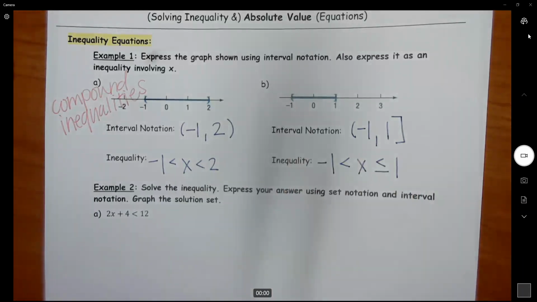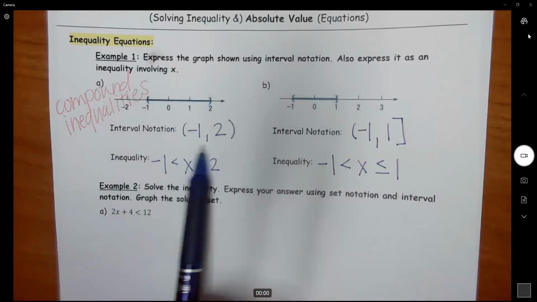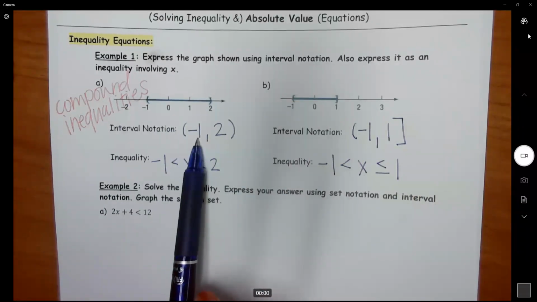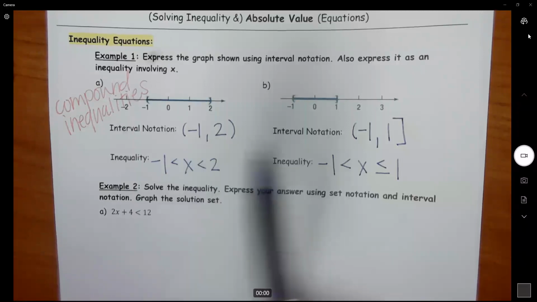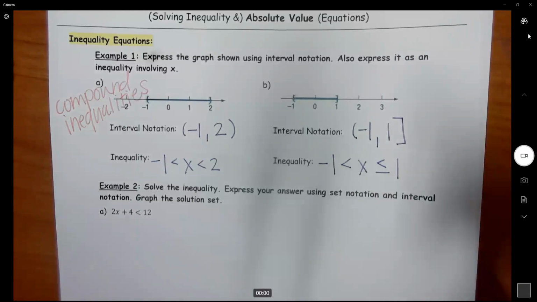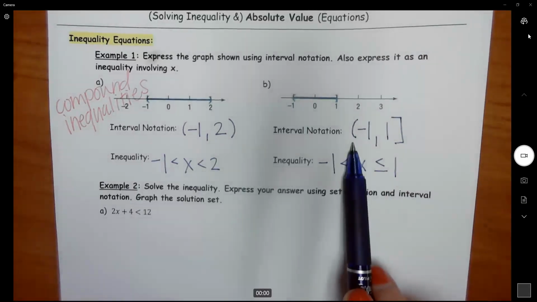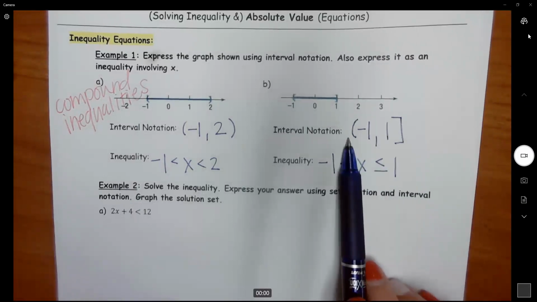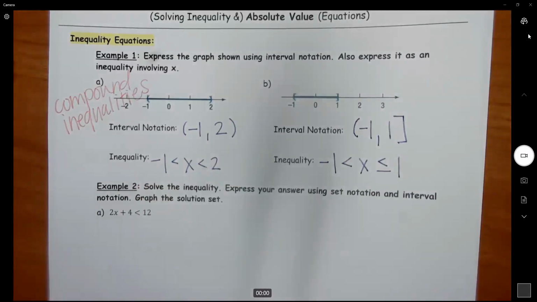Okay. And the other thing I want to, well, actually two things I want to make note of. This looks like an ordered pair because of the parentheses, but it is not. So it is not -1 for your X and 2 for your Y. And also notice over here that it is okay for these symbols to not match. So it is okay for one to be a parenthesis and one to be a bracket. They can both be brackets, they can both be parentheses, or you can have one of each. You're not limited there.